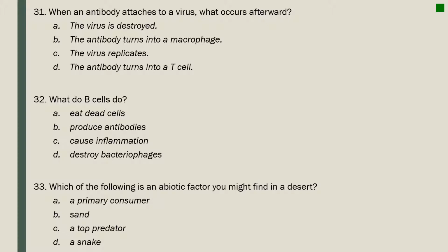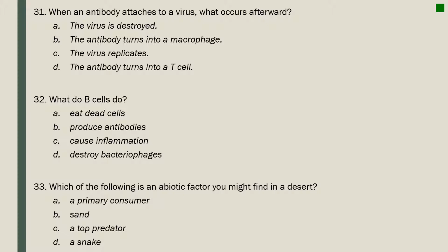31. When an antibody attaches to a virus, what occurs afterward? A. The virus is destroyed. B. The antibody turns into a macrophage. C. The virus replicates. D. The antibody turns into a T cell.